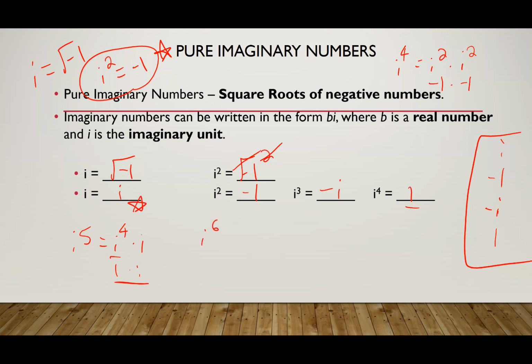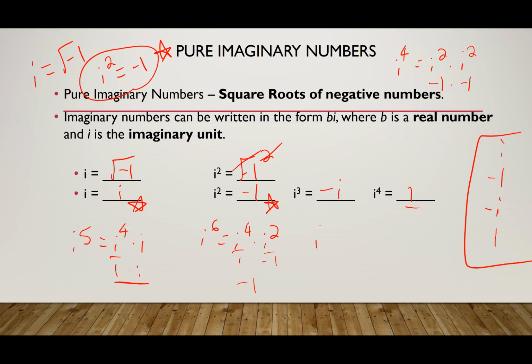i to the sixth power, think of that as i to the fourth times i to the second. 4 i's times 2 i's is 6 i's. Now i to the fourth, remember, is the same thing as 1, and i to the second is the same thing as negative 1. So i to the sixth is the same as 1 times negative 1, which is just negative 1.